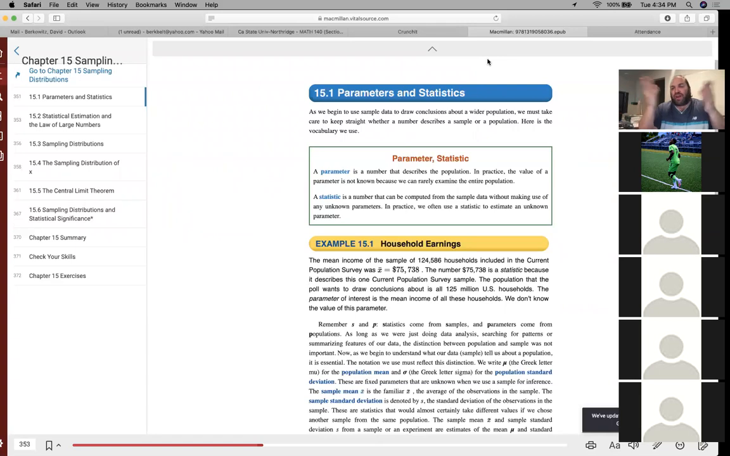Suppose you want to know the average height of every American. Is it possible to calculate that? No. So suppose you said, okay, I'll take a sample of 100 people and find their average height. Can you do that? Not too hard, right? What you just found is a statistic. What you don't know that you wish to know is the parameter. You're going to use your statistic as a guess for what the parameter is.